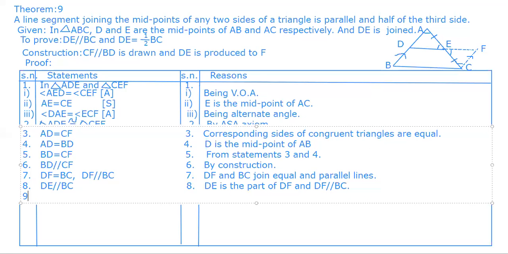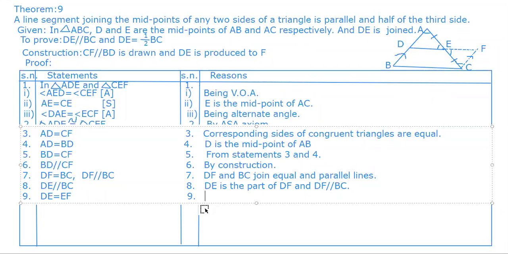The first part is finished. Now we have to prove half. Now we can write DE and EF are equal. The reason is the same as before: corresponding sides of congruent triangles. Here, DE and EF are both corresponding sides of congruent triangles because angle A and angle C are equal. Angle A is opposite DE, angle C is opposite EF.